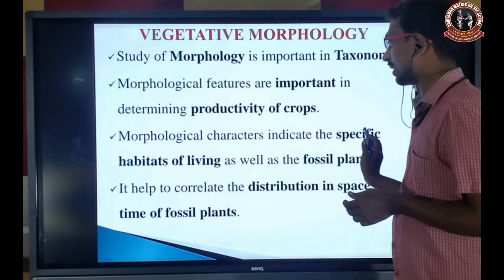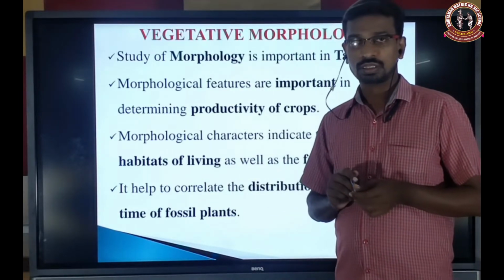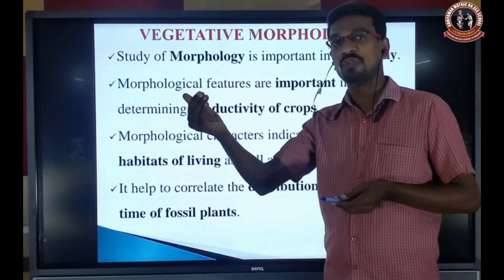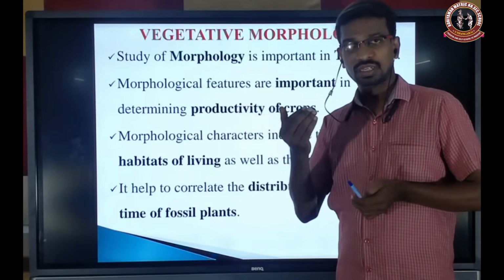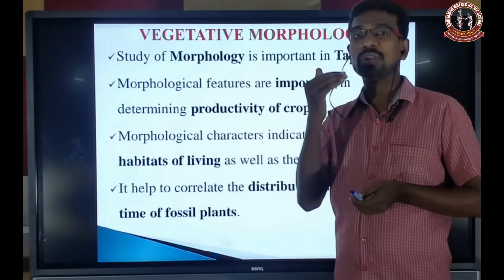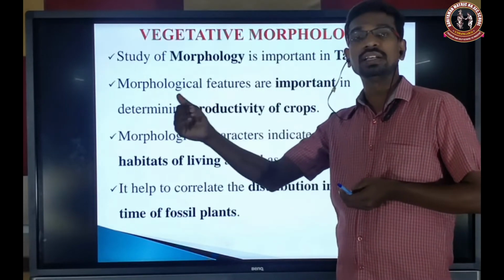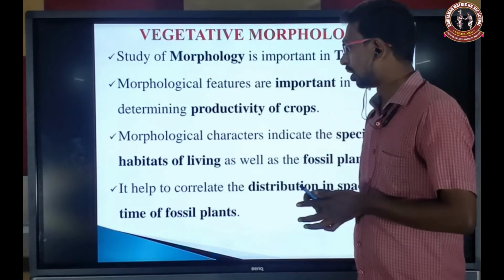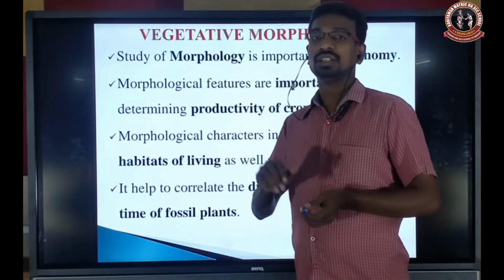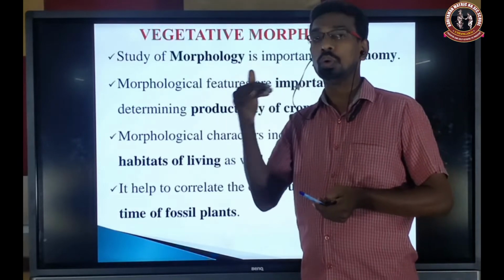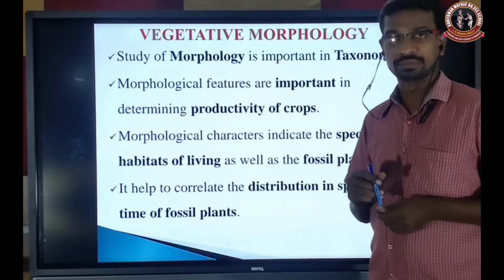Morphological characters indicate the specific habitat of living plants. The terrestrial plant is entirely different from the aquatic plant and also the desert plant. The normal terrestrial plant, that is a mesophytic plant, is entirely different from xerophytes and hydrophytes. So the morphological characters indicate the specific habitat, and habitat means where it grows, of living plants as well as fossil plants.